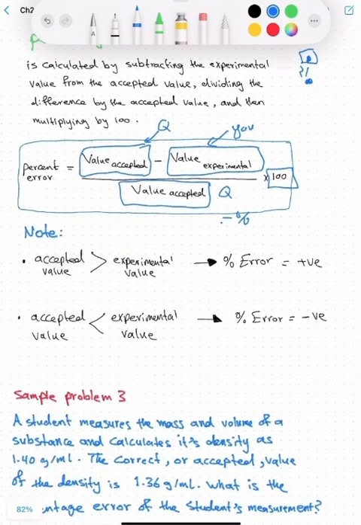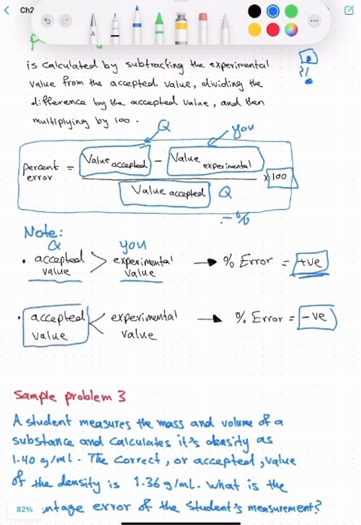Sometimes this percentage is positive, other times it's negative. What does that mean? When the accepted value is bigger than the experimental value, meaning that the theoretical one, the one the question has given us, is more than the one you calculated, you will have a positive percentage. If the accepted value is less than the experimental value, the one that you got, the percentage error will be negative. Okay, so it depends.